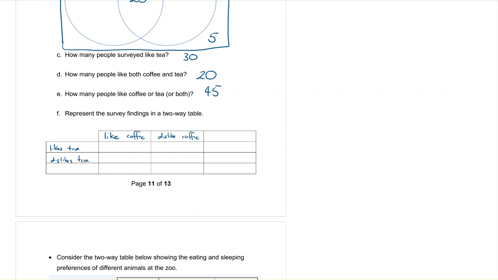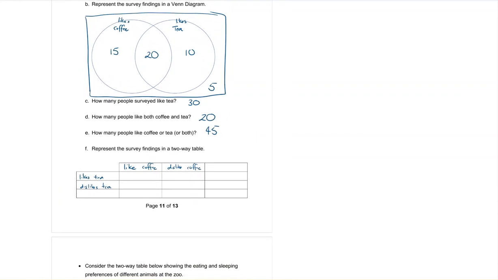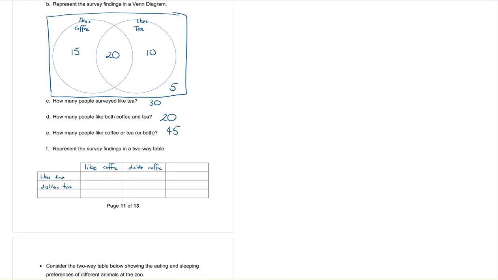Okay, so now we want to put the numbers from our Venn diagram into there. So the first box is likes coffee, likes tea. That's the overlapping section, which is 20. Likes coffee but dislikes tea. Likes coffee but not the tea means we don't want the overlapping section, we just want the 15. I'll come back to the totals at the end.